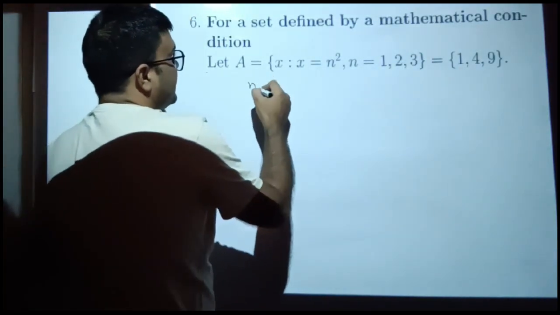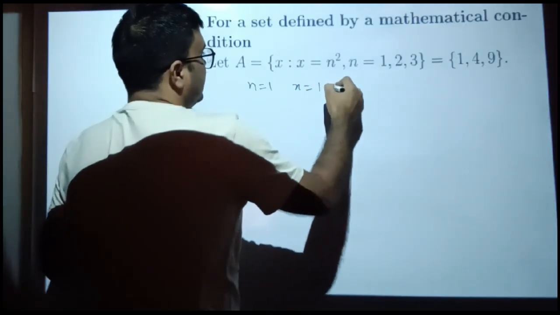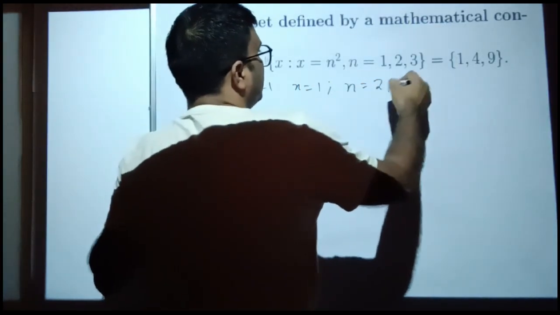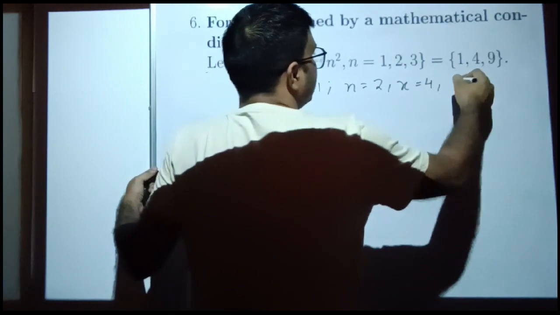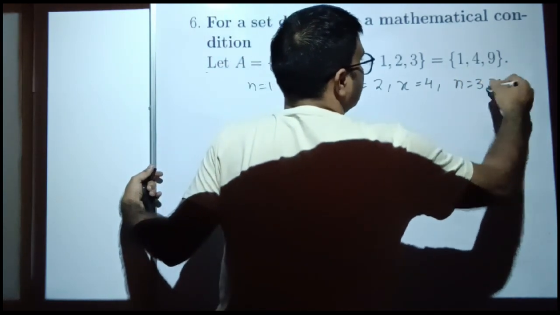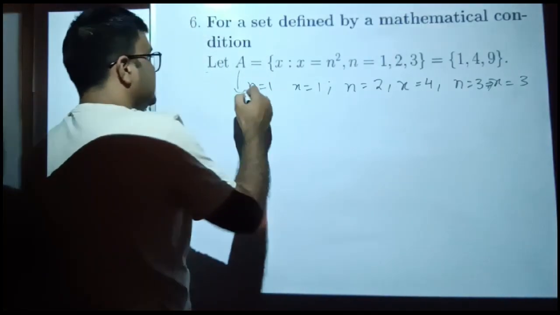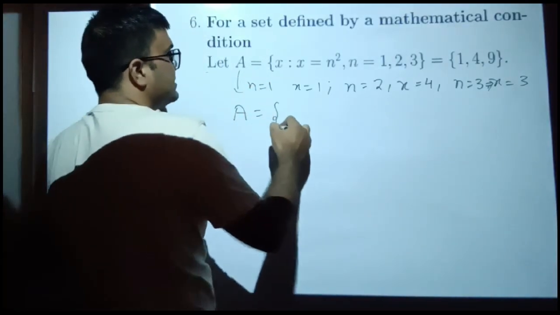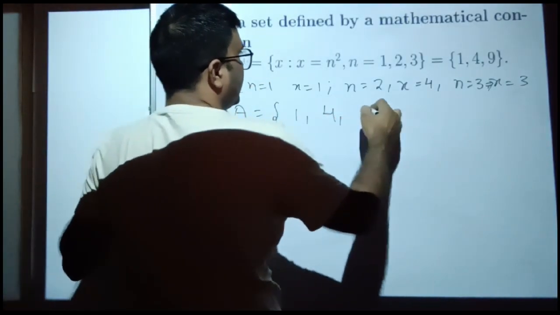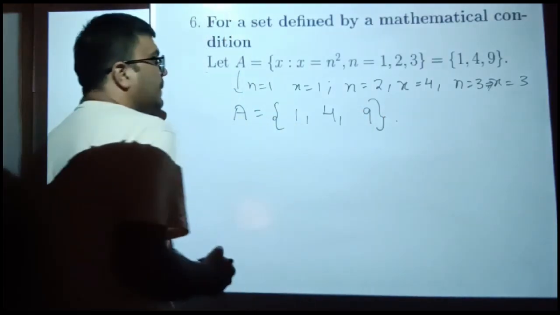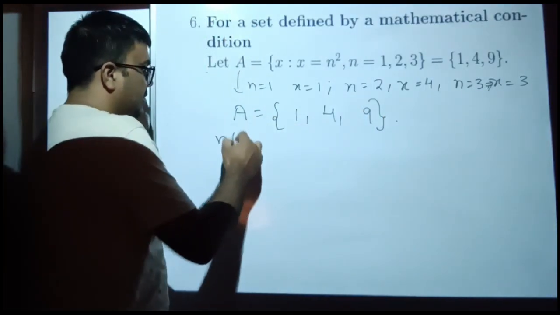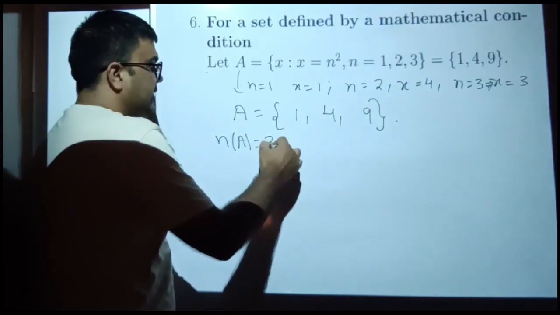When we substitute n = 1, x = 1. When we substitute n = 2, x = 4. When we substitute n = 3, x = 9. So we are saying set A has elements 1, 4 and 9. The number of elements in A is 3.